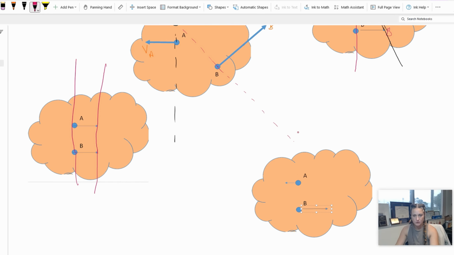Again, I'm going to draw the perpendiculars. Oh my goodness, I'm so bad at this. Let me try with a pen. That was with my mouse. Maybe my pen will be better. Not much, but okay, I'll take it.